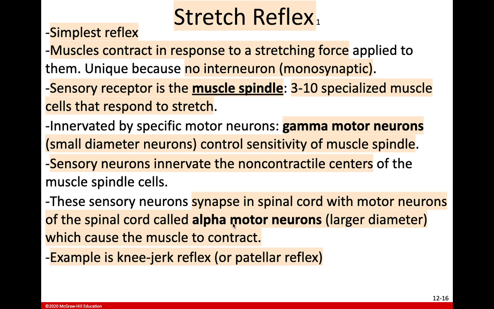Now, obviously, these are going to be somatic because we're talking about moving skeletal muscle here. So these alpha motor neurons, the gamma motor neurons are little bitty neurons that are innervating the muscle spindle. The alpha motor neurons are going to be these large motor neurons that are going to be passing the information to the muscle to contract, that's going to cause the muscle to contract.